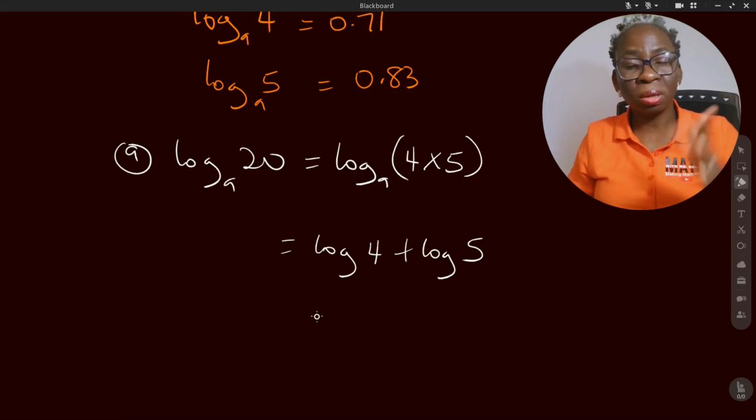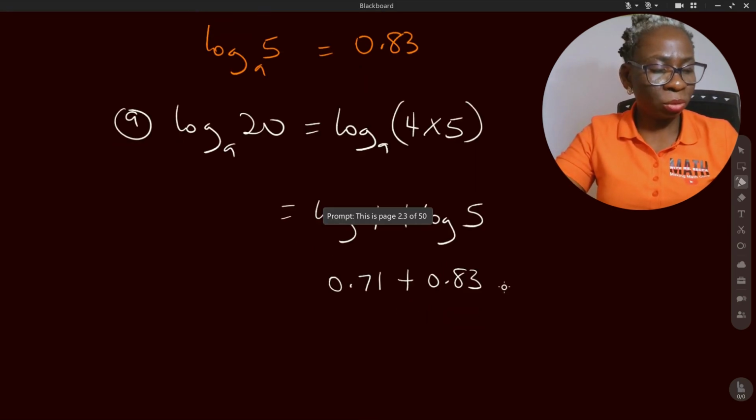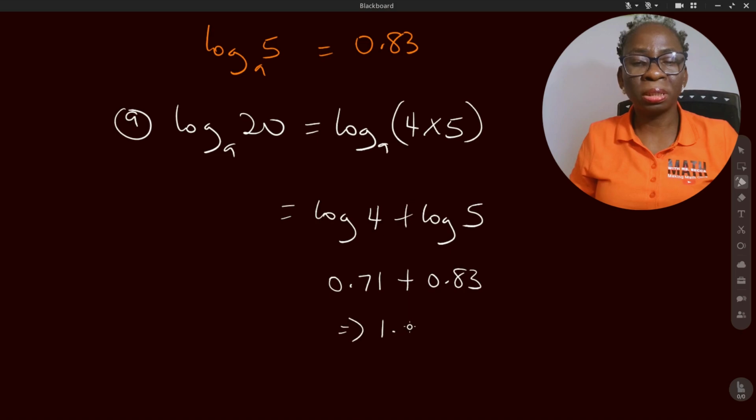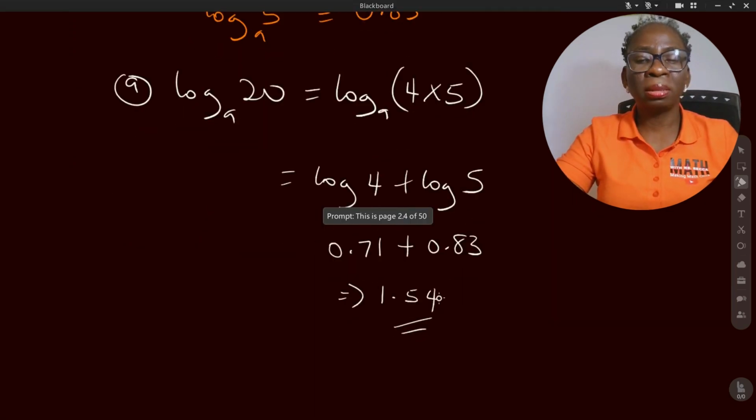What is log 4? We were given log 4 to be equal to 0.71, plus 0.83. When we add these two together, this will give 1.54, and that is the value of log 20. Now, let's move to the next one. The second one says log 80.